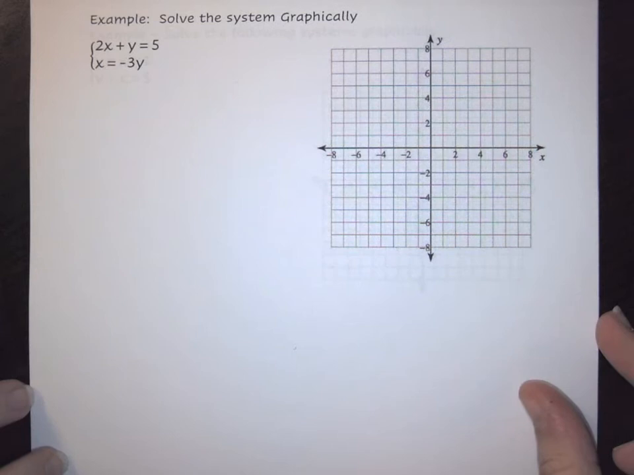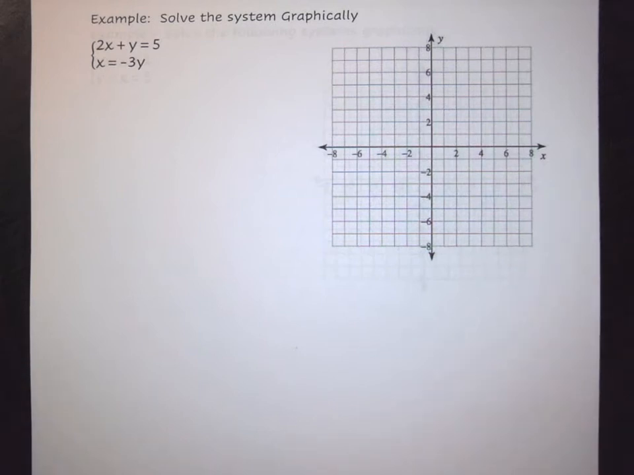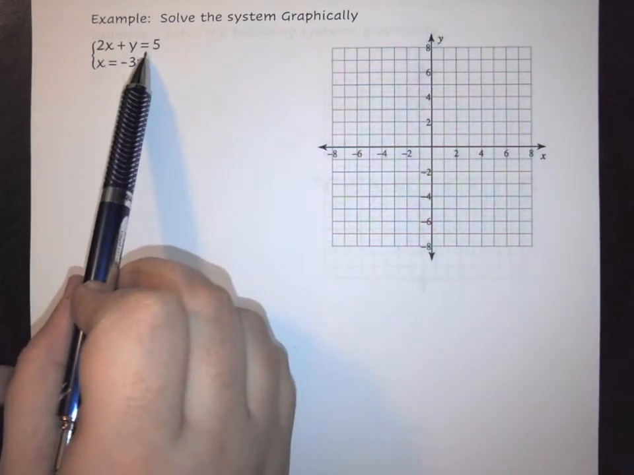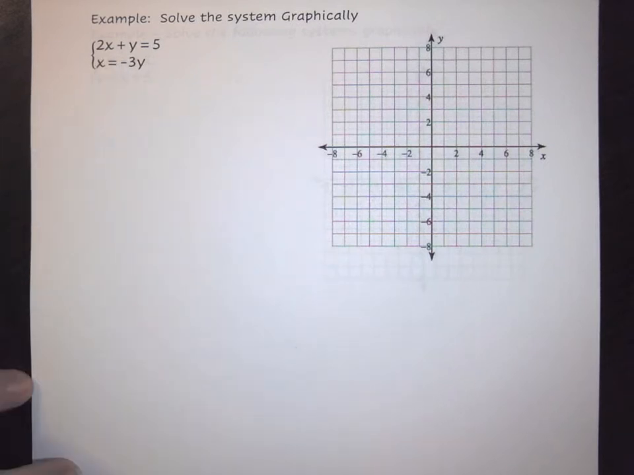In this video, we are going to look at some examples on how to solve a system of equations graphically. Solving a system graphically means you're going to take the equations that you have in your system, graph each one individually, and look for any place where they intersect with each other.